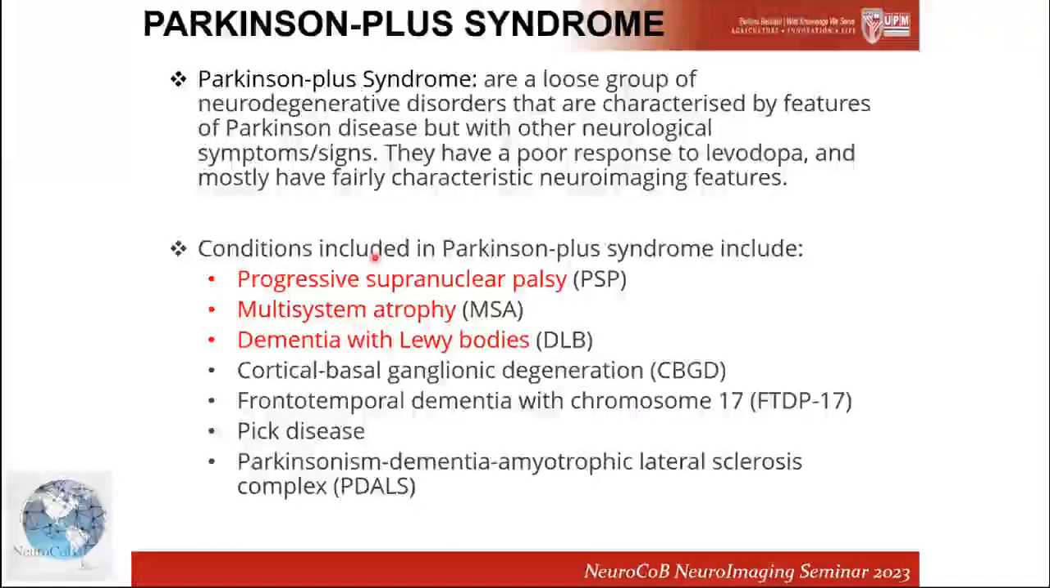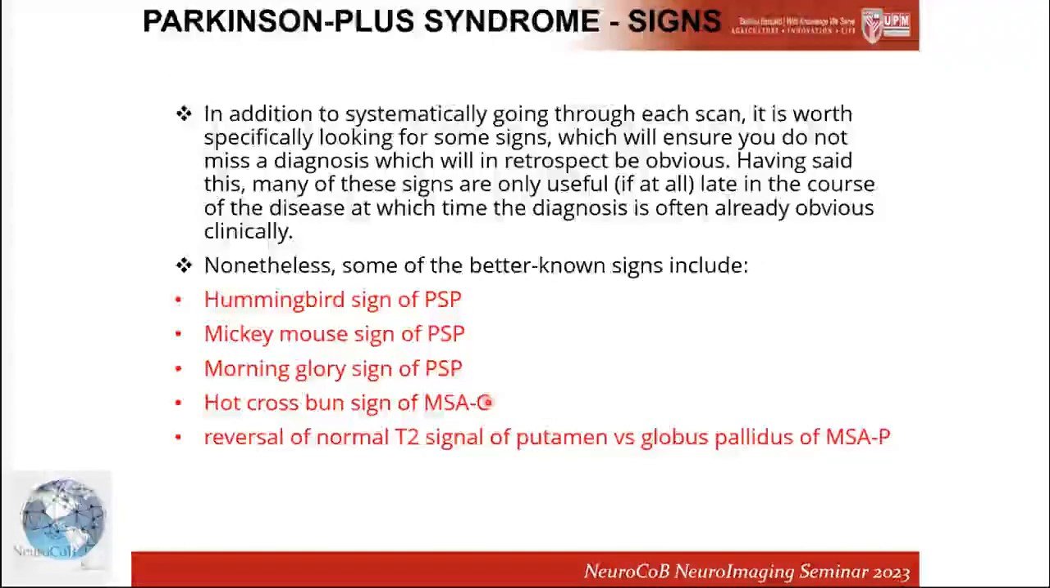So after the dementias, the second group is the Parkinson plus syndromes. Parkinson's plus syndrome is a loose group of neurodegenerative disorders. They are characterized by the features of Parkinson's disease, but with other neurological symptoms and signs. They have a poor response to levodopa, unlike typical Parkinson's, and mostly have fairly characteristic neuroimaging features. Conditions include PSP, progressive supranuclear palsy, MSA, dementia with Lewy bodies, and so on and so forth.